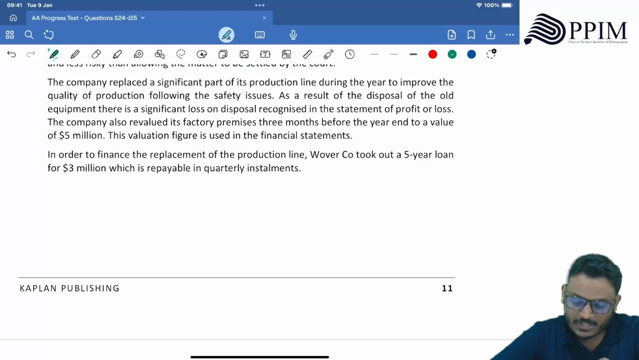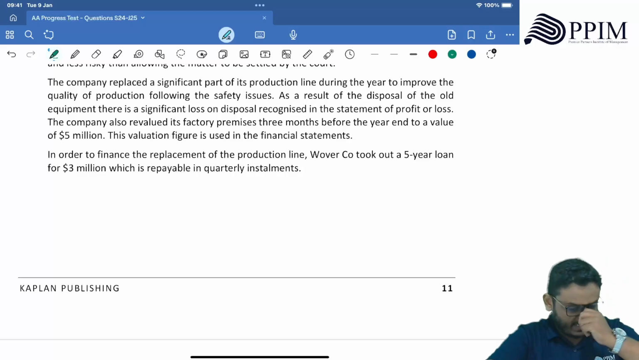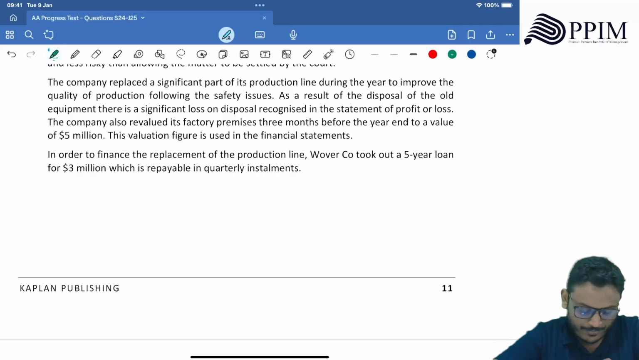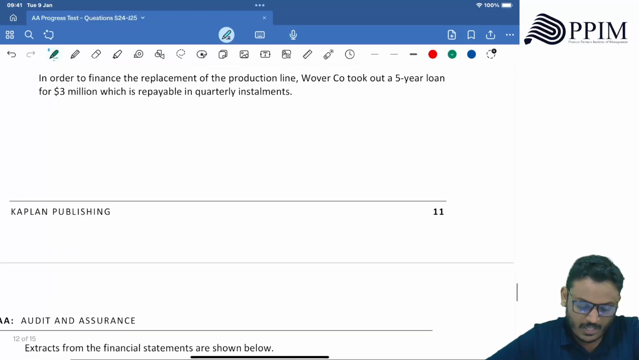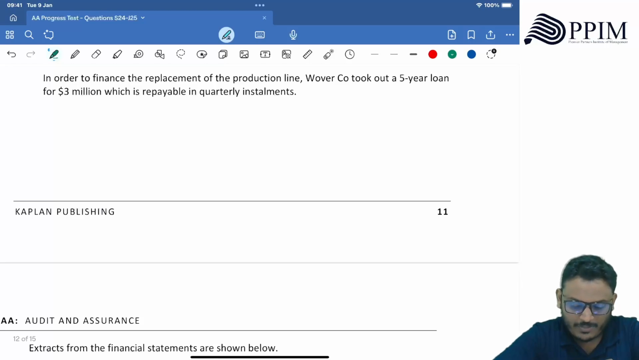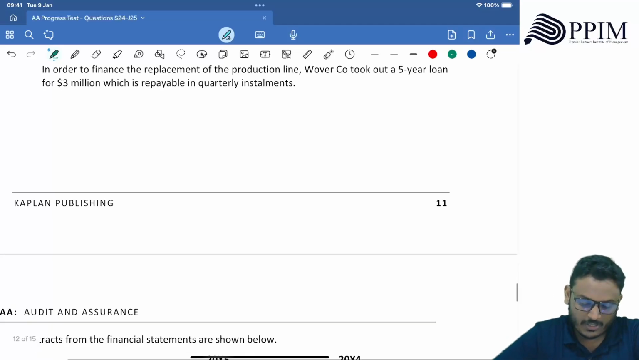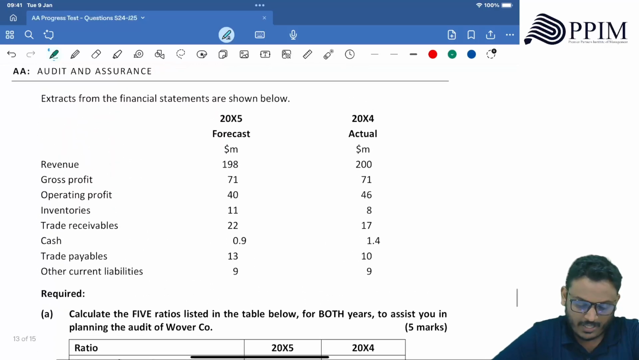As a result of the disposal of old equipment, there is a significant loss on disposal recognized in the statement of profit or loss. The company also revalued its factory premises 3 months before the year end to a value of 5 million. The valuation figure is used in the financial statements. In order to finance replacement of the production line, W company took out a 5-year loan for 3 million, which is repayable in quarterly installments. So they gave financial figures also.